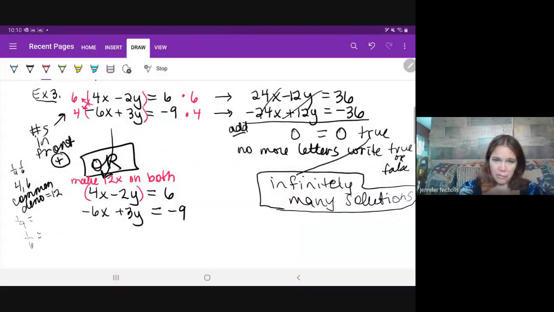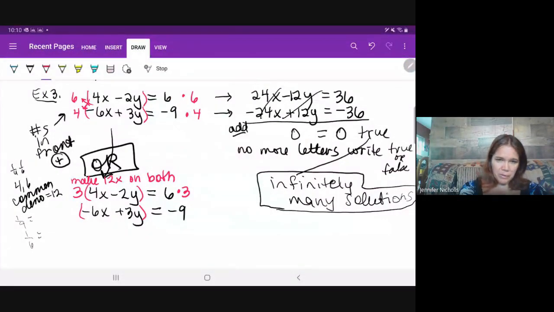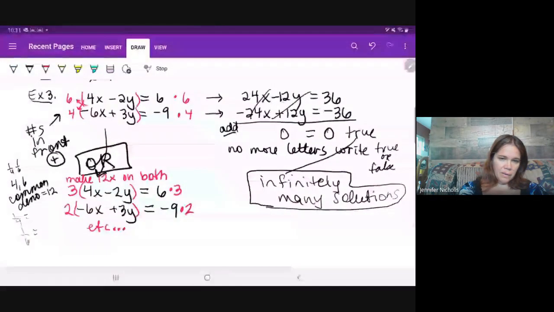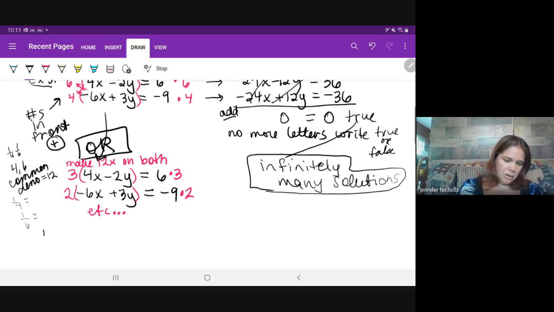So how do I make this one a 12? Yeah, I would multiply by 3. And then how would I make this one a 12? And always do positives in the front. How do I make the bottom one a 12? Yeah. And we won't finish that. I just want to show you. And then we'll just put etc. Okay. Cool. Let me show you another one. Okay, so example 4.